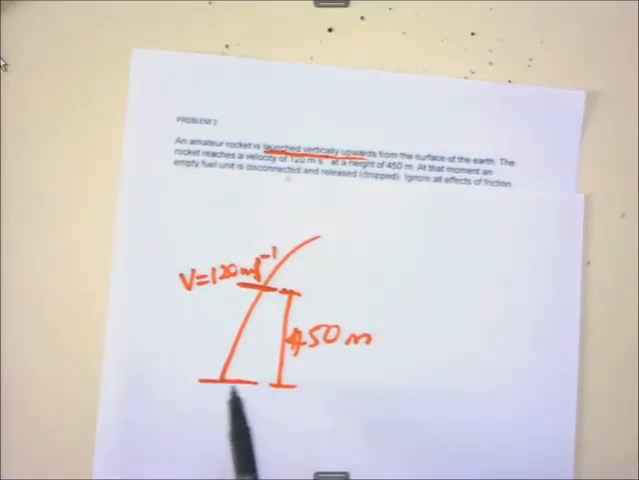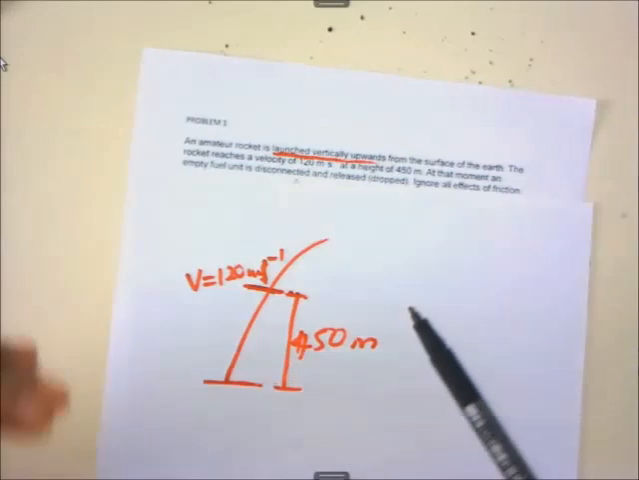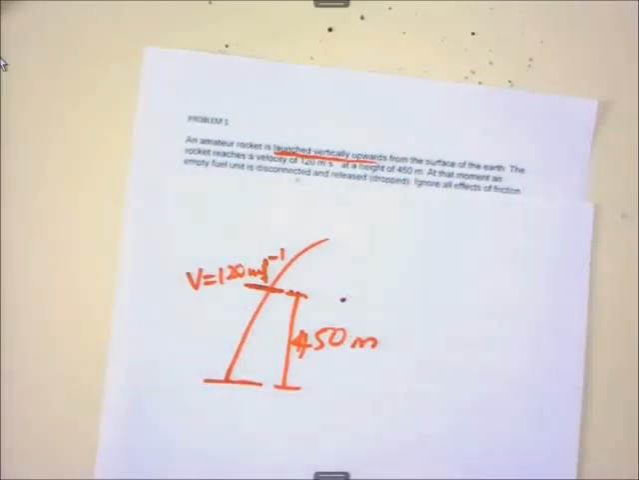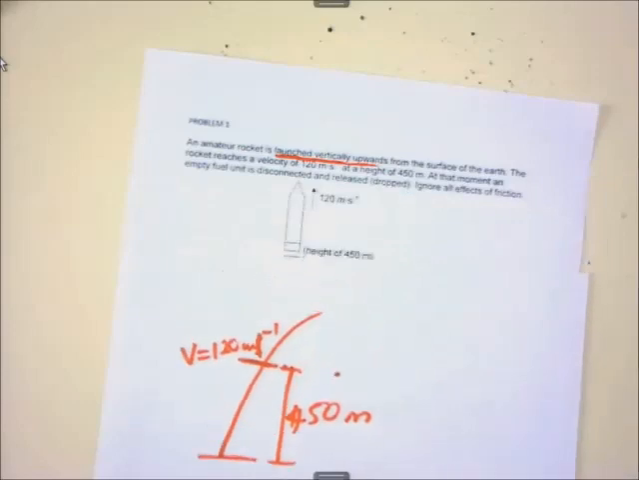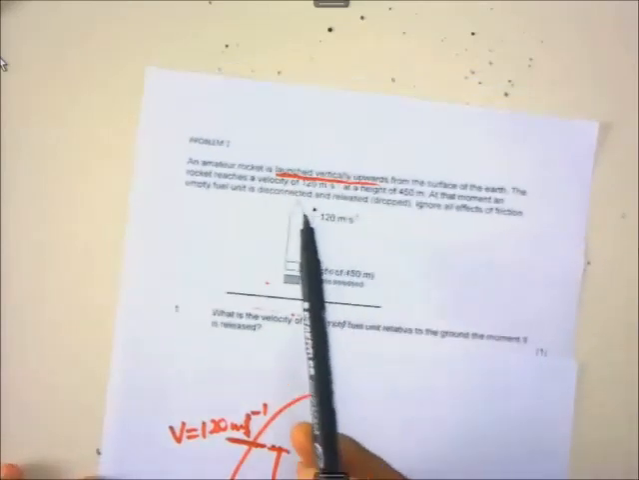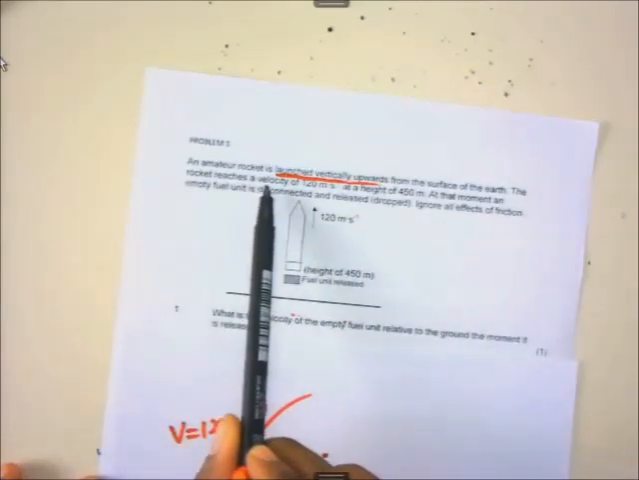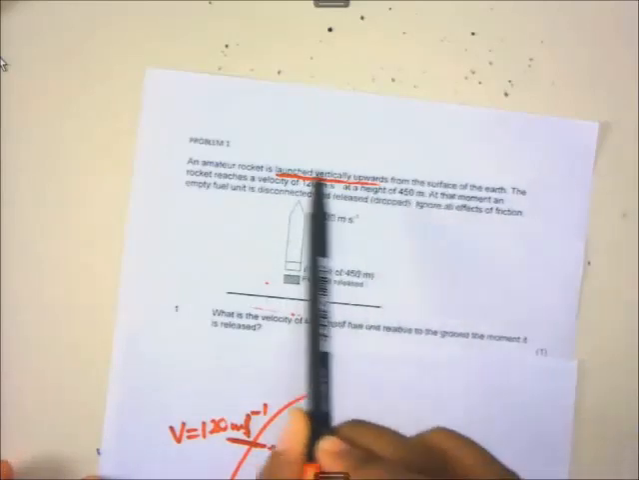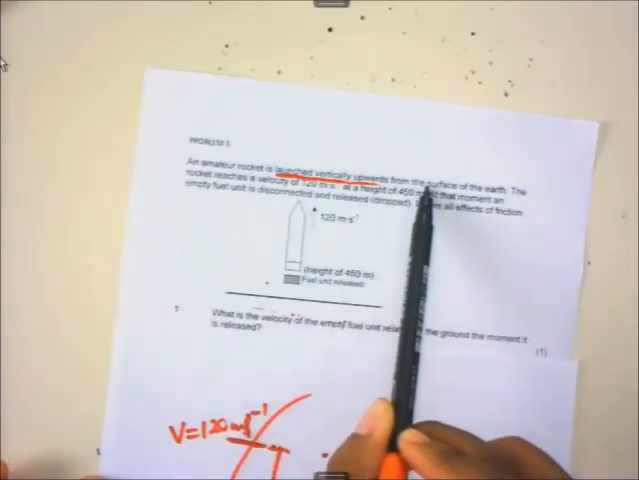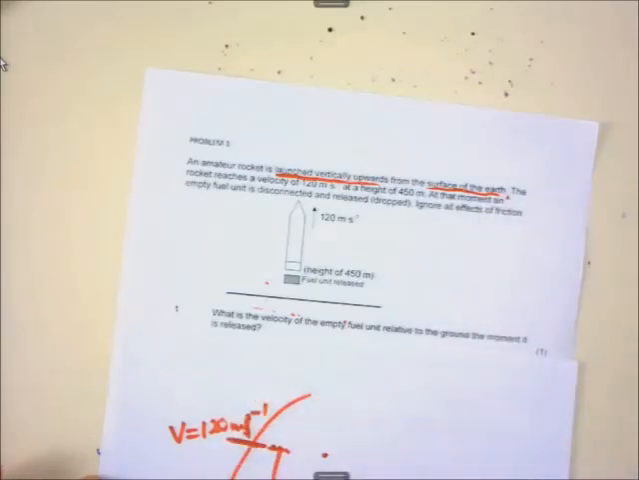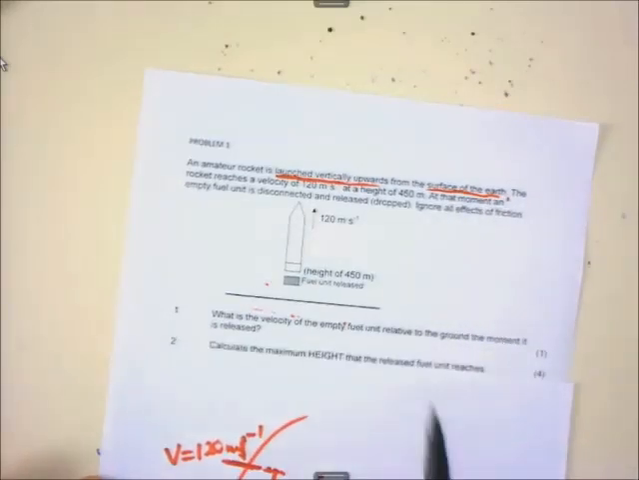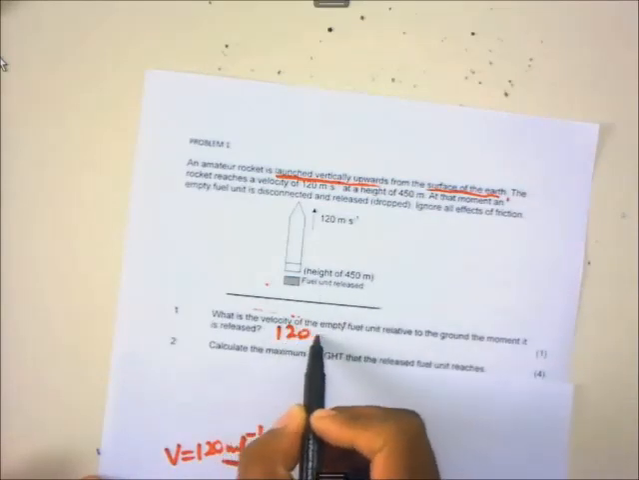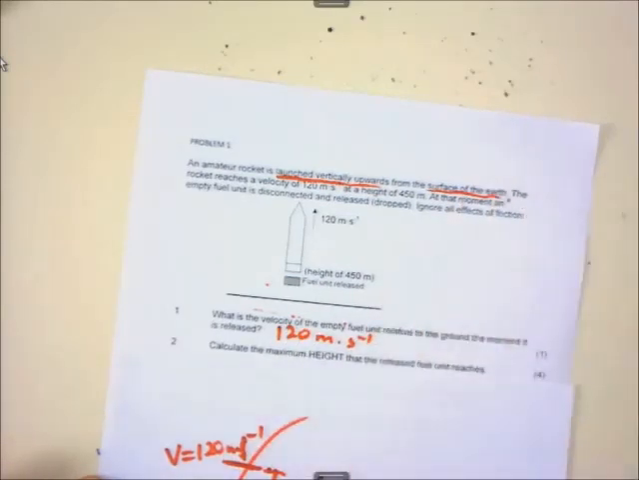So what you are given here is the velocity at the height of 450 meters, and the magnitude of the velocity is 120 meters per second. Now the first question is, what is the velocity of the empty fuel unit relative to the ground the moment it is released? It is clearly stated here. The rocket reaches the velocity of 120 at this height, and the rocket was launched upwards from the surface of the Earth. So the magnitude of the velocity will be 120 meters per second. You were given the answer.